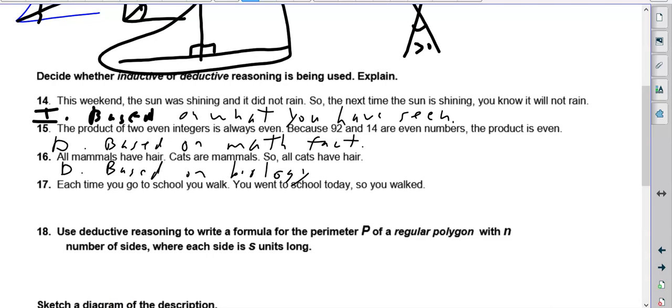Right. Each time you go to school, you walk. You went to school today, therefore you must have walked. That is using inductive reasoning, again, based on a pattern. Okay. Moving on.